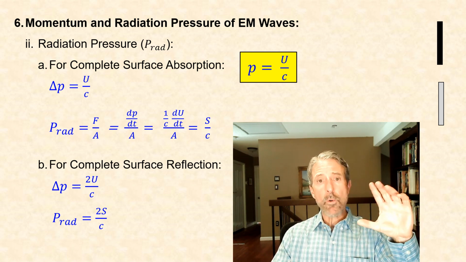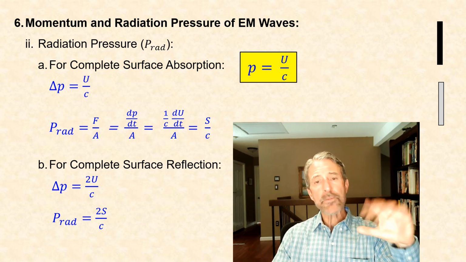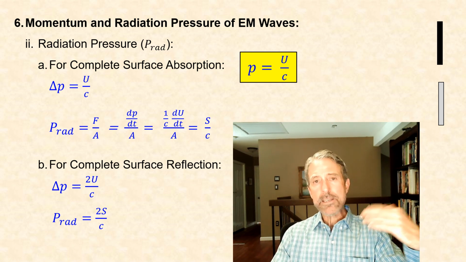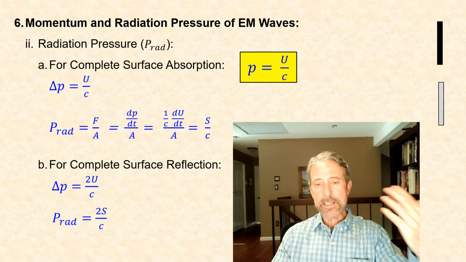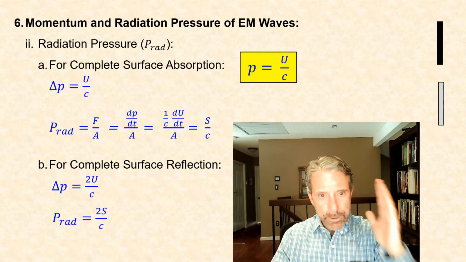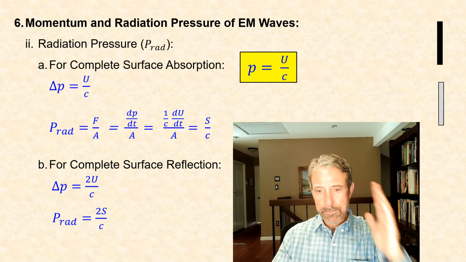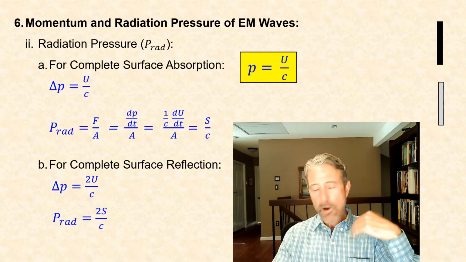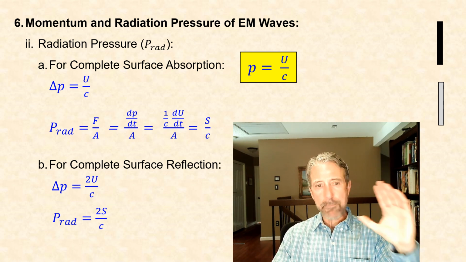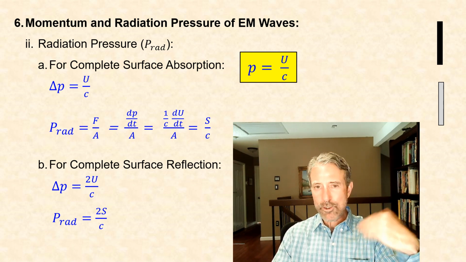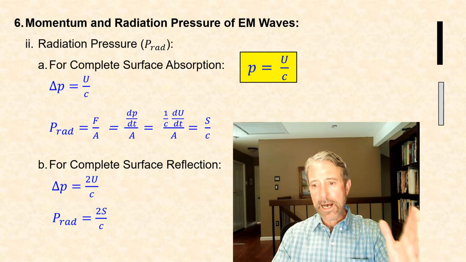One more thing I just want to point out here. In classical physics, all values between these two extremes, that is between the case of complete surface absorption and complete surface reflection, all those values in between, reflecting partial surface absorption and partial surface reflection, are possible.